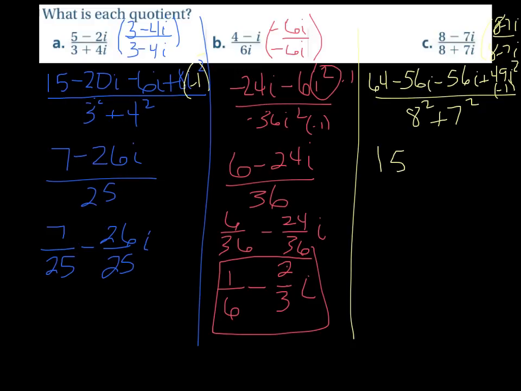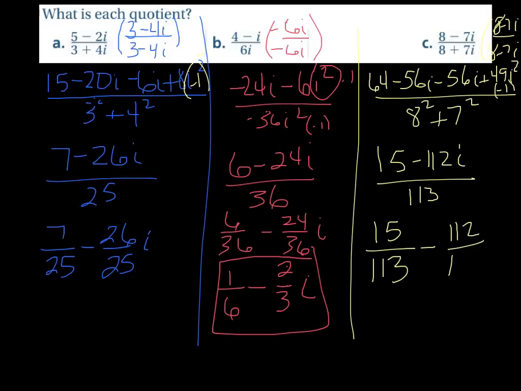I've got a pair of negative 56i, so that's minus 112i, divided by 8 squared plus 7 squared, which is going to be 113. And now I split it to the real part, which is the 15 divided by 113, minus the imaginary, which is the 112 divided by the 113, times i. And there's my complex number representing that quotient.